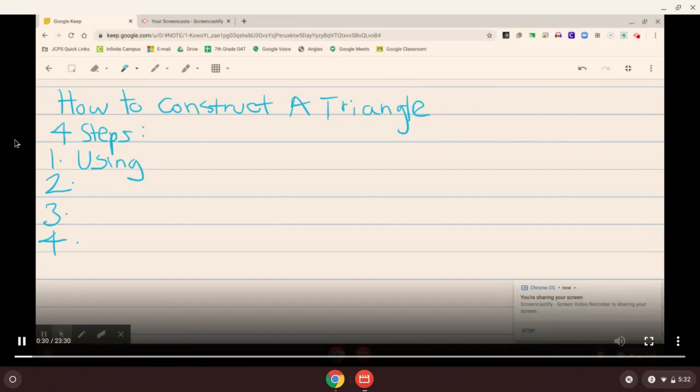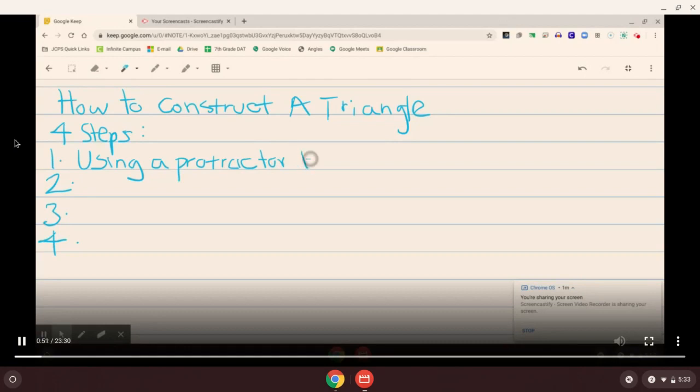So, our first step for this is going to be using a protractor to make our primary angle. So this just means using a protractor to make our first angle, the very first angle of your triangle. So we're using the protractor.